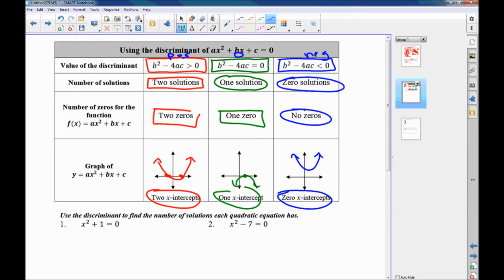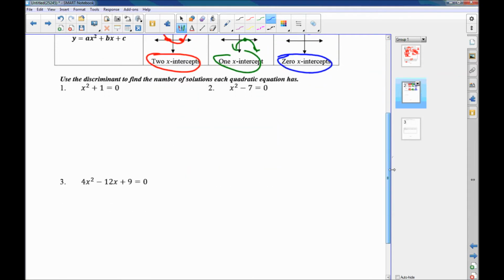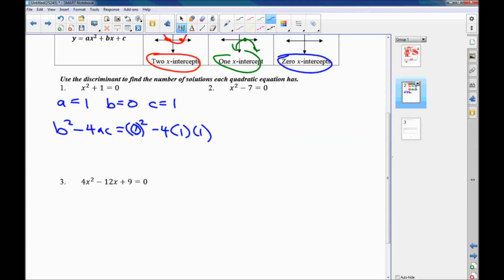Okay? And we can use this to answer questions. So we could say, hey, use the discriminant to find out how many solutions we have. Well, this is really easy. All we have to do is write down what a, b, and c are. So a is 1, b is 0, c is 1. And then we plug into our discriminant formula. So b squared minus 4ac is equal to 0 squared minus 4 times 1 times 1. And that's equal to negative 4. So the discriminant value is negative. Okay. Because b squared minus 4ac is less than 0, we have no solutions.